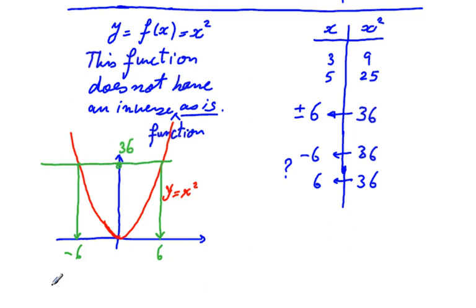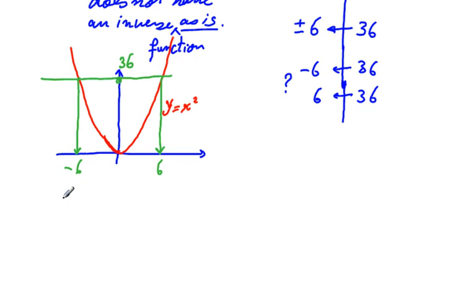So we get the idea that if you have a graph of a function in front of you and any horizontal line crosses the graph more than once, you are out of luck. The function does not have an inverse as it is. So let's write that down. That's called the horizontal line test.